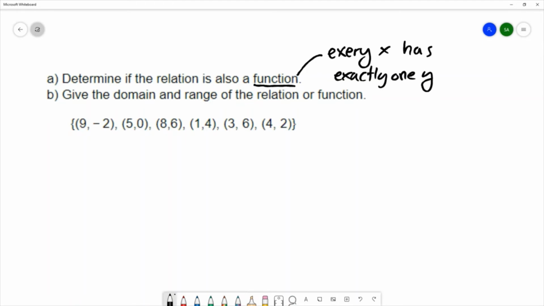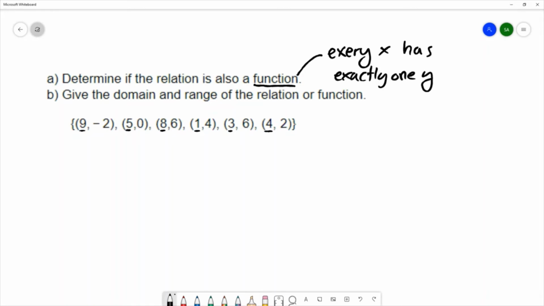As I'm looking through this relation, I want to focus on the x's. I want to make sure that those x's have exactly one y. To do that, I'm going to look for the x's to see if they repeat. So I have an x of 9, a different x of 5, a different x of 8, a different x of 1, a different x of 3, and a different x of 4. Those x's never repeated, so we don't have one x relating to more than one y.